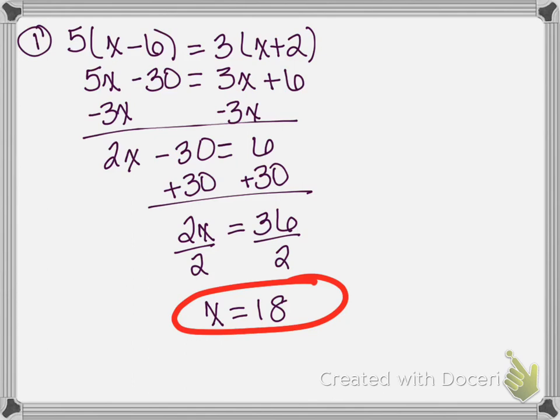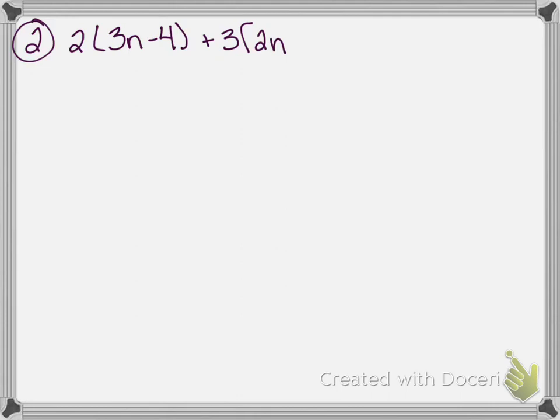Okay, can I move to the next one? Okay, so our next one also has distribution. So I have 2 times 3n minus 4 plus 3 times 2n minus 3 equals negative 2 times n plus 5. Okay, so we've got distribution that we've got to do.